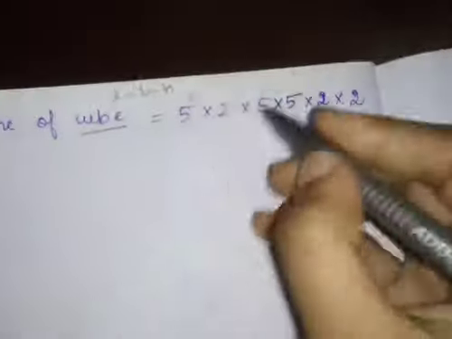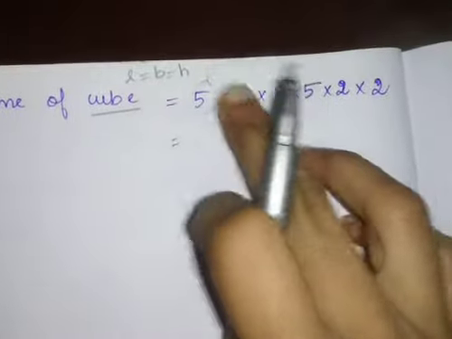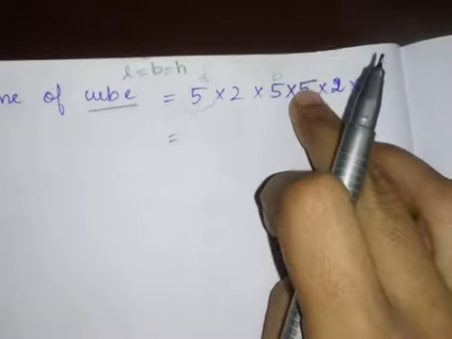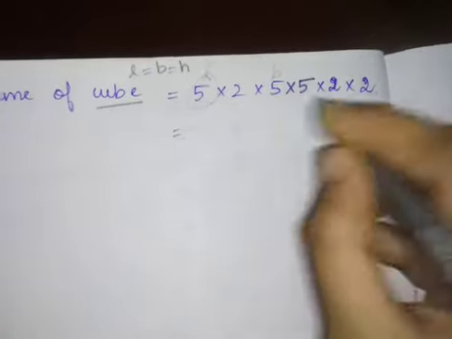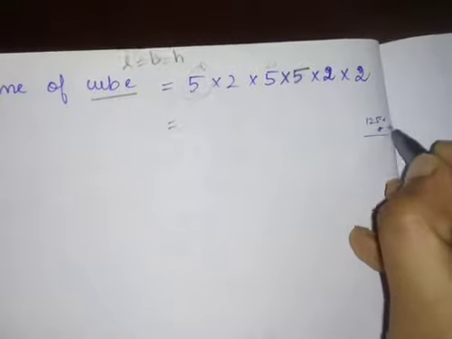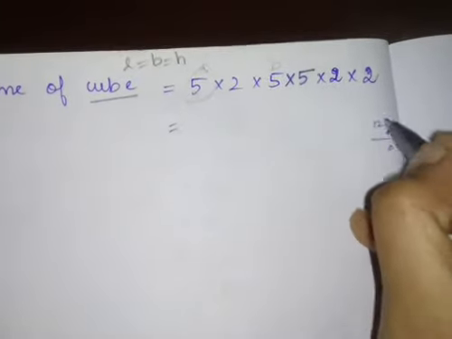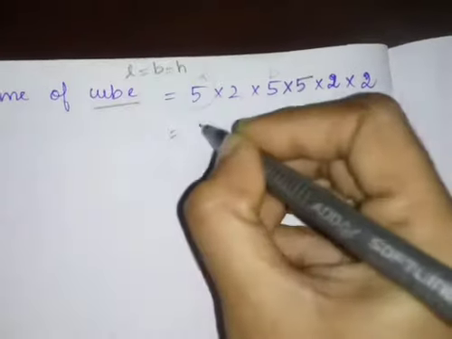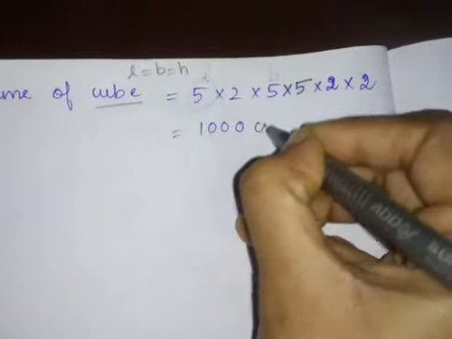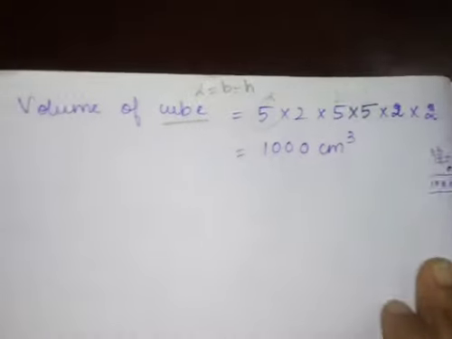Now if I multiply all the things, 5 5s are 25, 25 into 5 is 125, 125 into 8: 2 2s are 4, 4 2s are 8. 5 8s are 40, 8 2s are 16, 20, 1000. So the volume of the cube is nothing but 1000 centimeter cube.